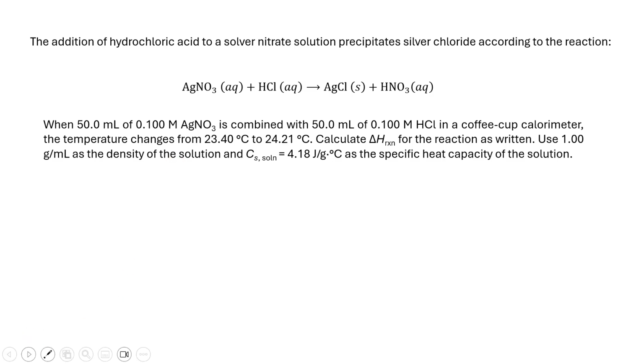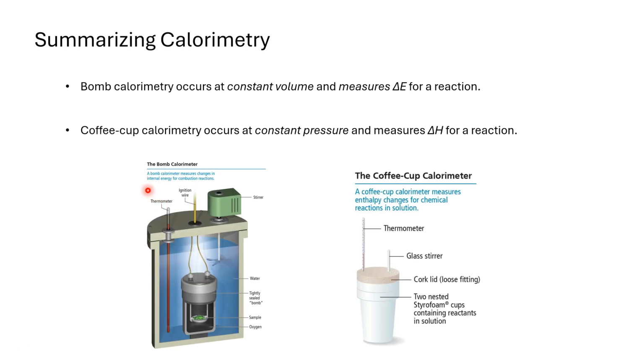So I think there's one more slide here. Yes. So practice that problem. And this is just kind of a summary slide of calorimetry. So just to recap, bomb calorimetry, we looked at in a previous video, occurs at constant volume, and that measures delta E, okay? Coffee cup calorimetry, though, occurs at constant pressure, and that measures delta H. Okay, so just be aware of what each one accomplishes here, so that when you look at a problem, you'll know exactly how to solve it.